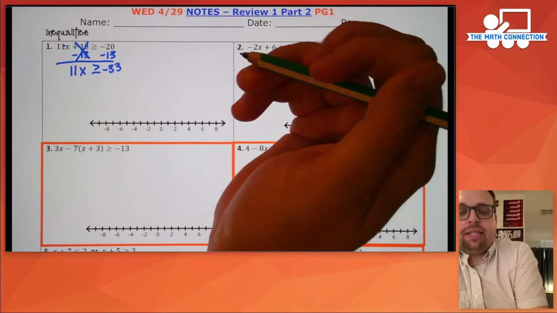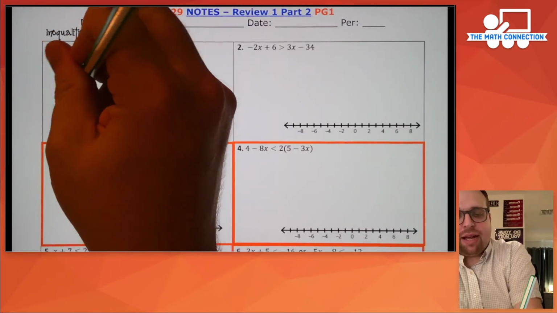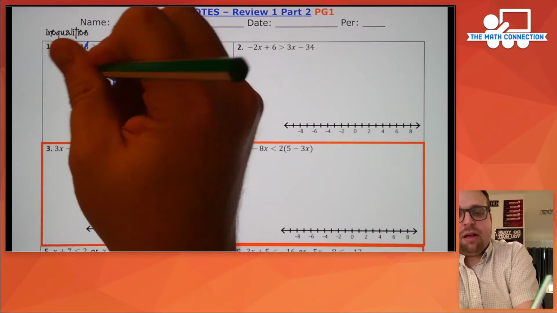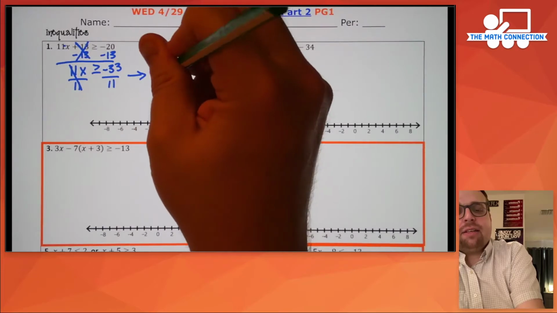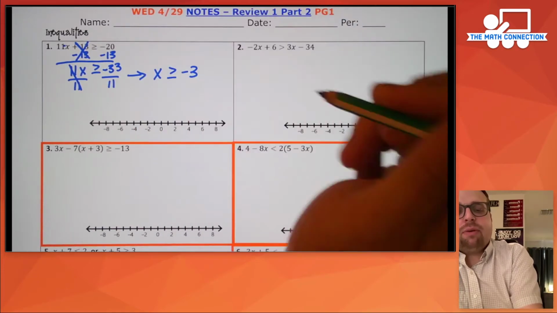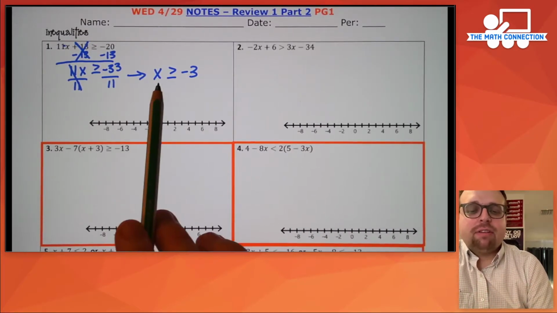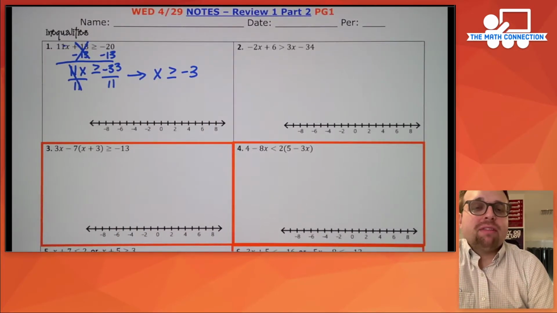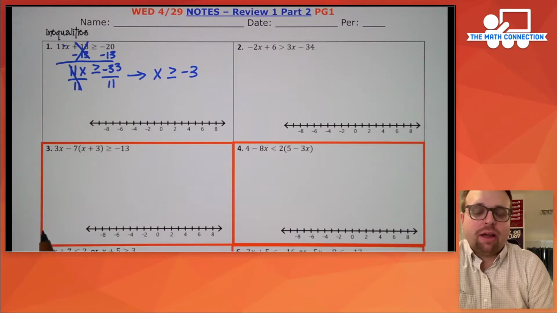Okay, you also need to get the x by itself here. That's the goal. So you want to divide both sides by 11. And this will cancel, and all you will have left is x is greater than or equal to -3. Now, I know you're thinking, what about that rule that says you have to flip the sign? Remember, the flipping of the sign only happens when you multiply or divide by a negative. So this time we divided by a positive 11, so the sign stays the same, okay?